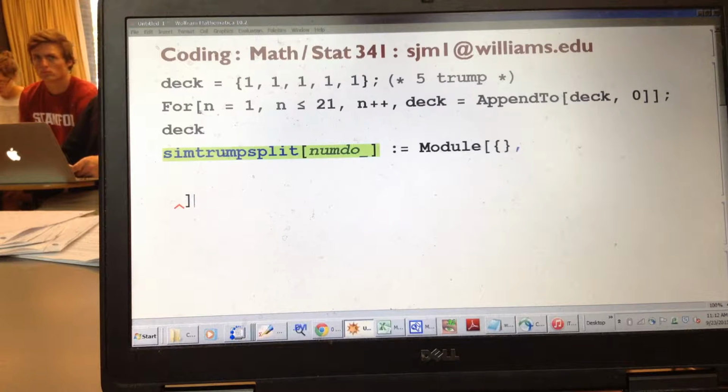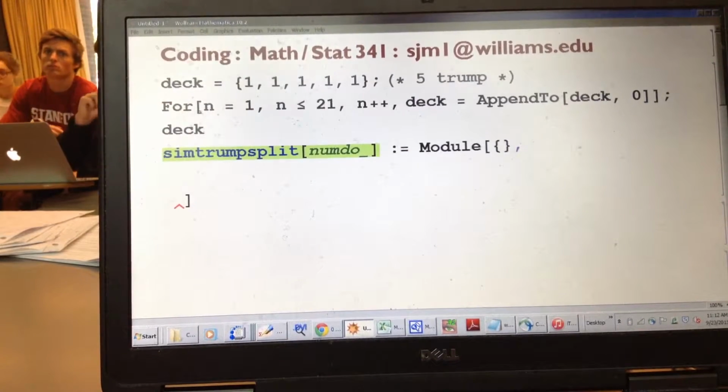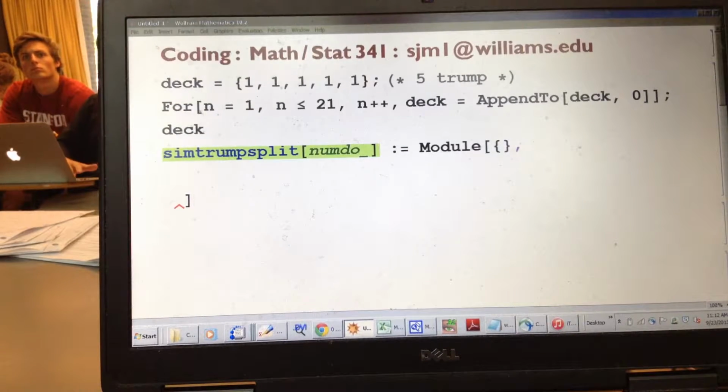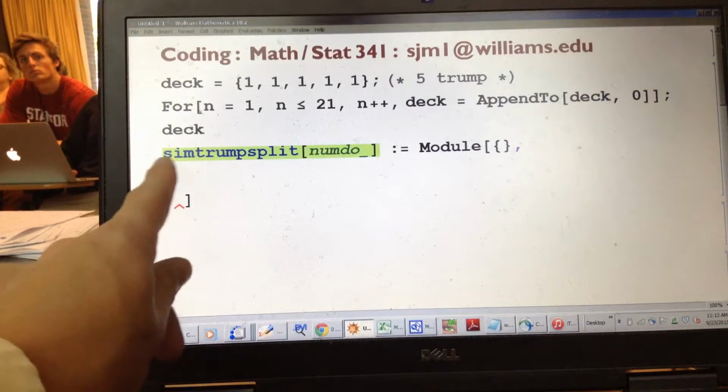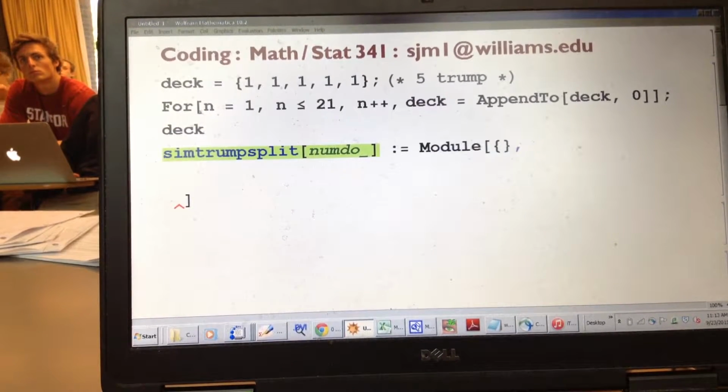Yes? What is the colon equal sign? So in mathematics, when you do colon equal, that means you're defining something. So when I say x equals 5, that's a result of a computation that x equals 5. X colon equals 5 means I am defining x to be 5. So here I'm defining SimTrumpSplit as a function. It takes as a parameter something I'm calling num_do. And the underscore means that that's my variable.